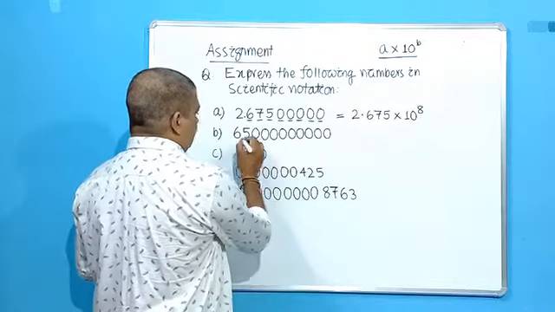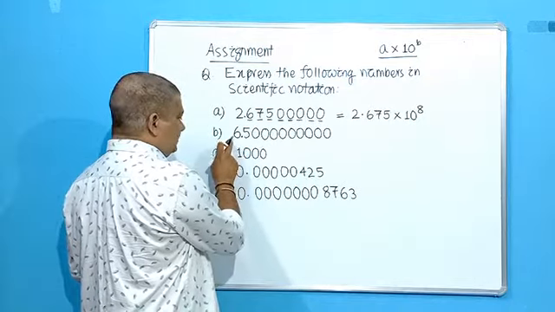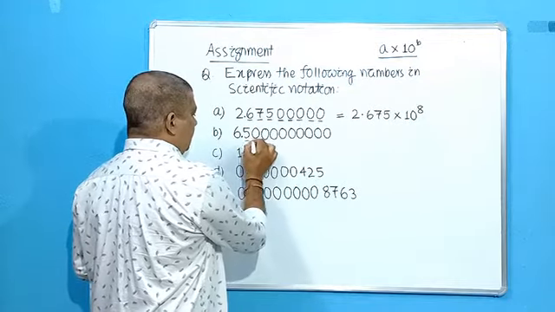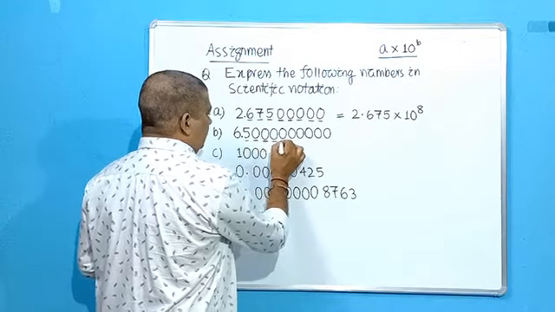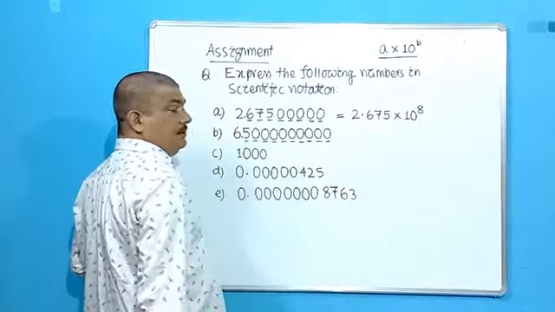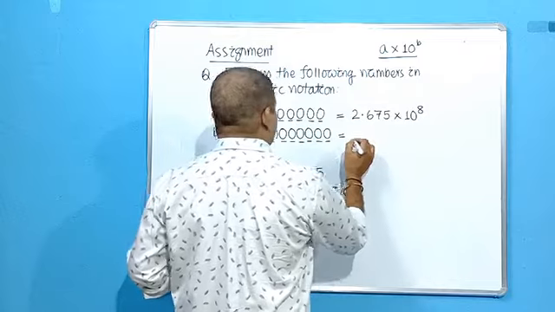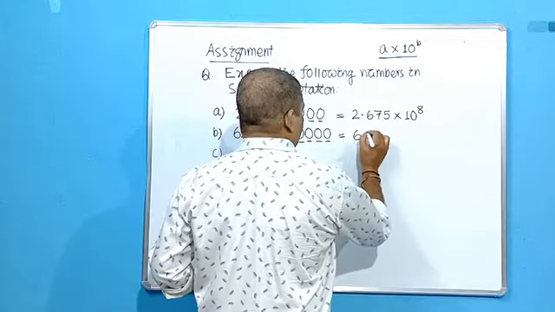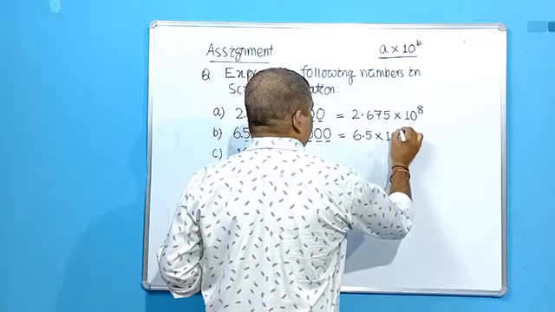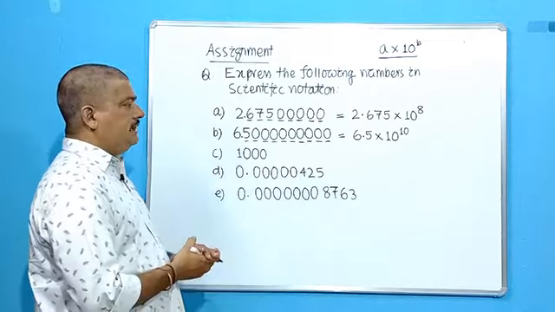Similarly here we have to place the decimal here, with just one digit before the decimal. How many places are we moving? 1, 2, 3, 4, 5, 6, 7, 8, 9, 10. We are moving 10 places towards the left. That means it will appear as positive. So 6.5 into 10 to the power 10.